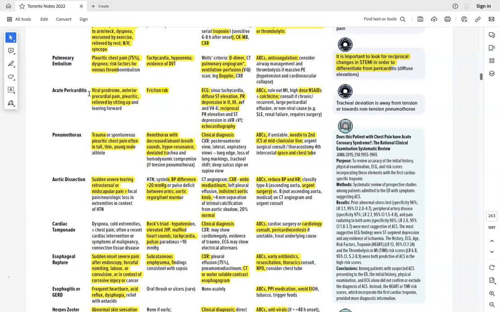And for that, what do we do? For acute pericarditis, we give the patient NSAIDs. High dose NSAIDs are given. And we will counsel the patient: if the pain gets worse, come back to the emergency department. And for recurrent pericarditis, we will give colchicine.